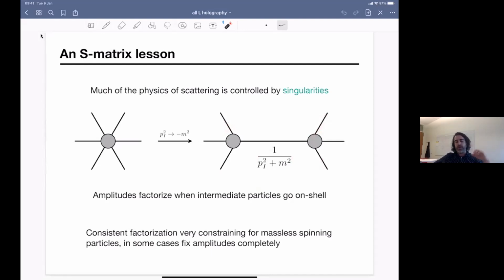So I want to sort of abstract that lesson. I want to first focus on singularities and then understand how to extend the object away from these singular points. So in the context of the S matrix, this is an extremely powerful viewpoint and you can get very far. And so we just want to see how far we can get in cosmology.